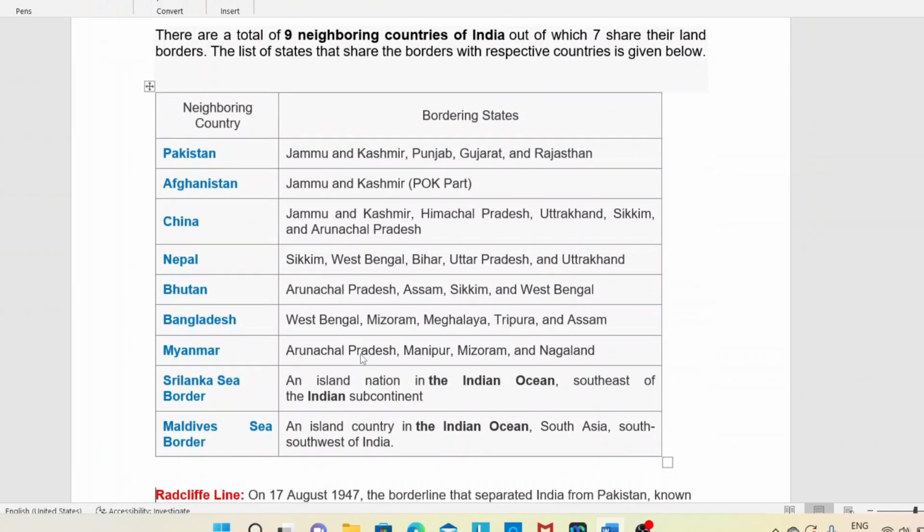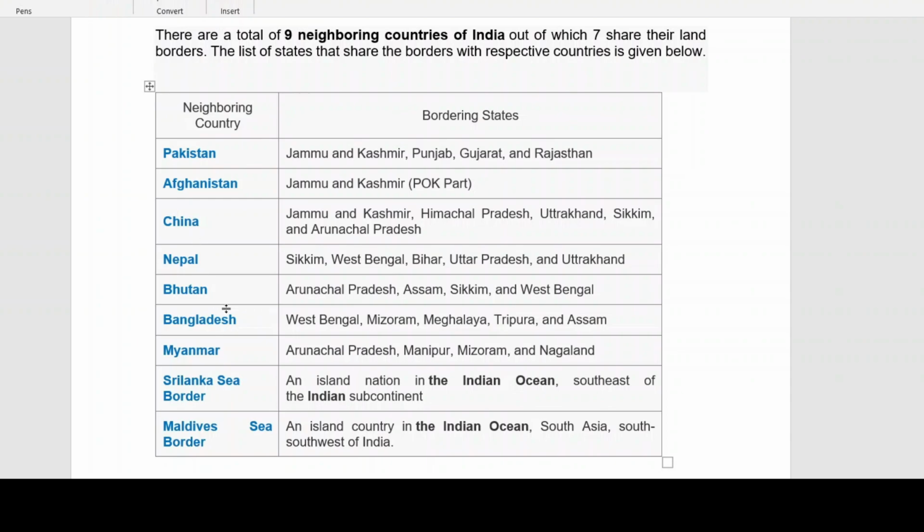Another important country is Myanmar. Myanmar shares a border with the states of Arunachal Pradesh, Manipur, Mizoram and Nagaland. These are the countries that share their land border with India. Let's see what the sea border countries are.